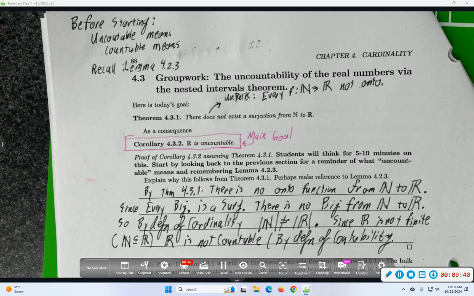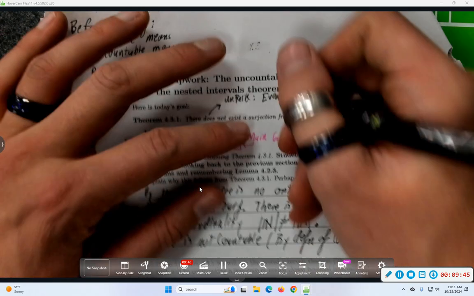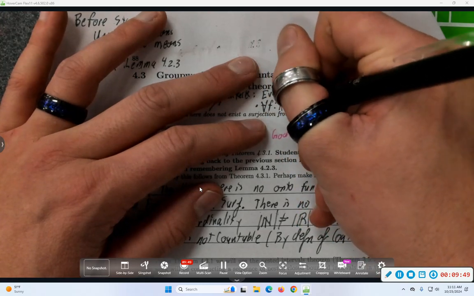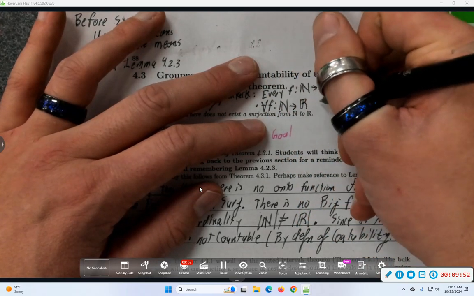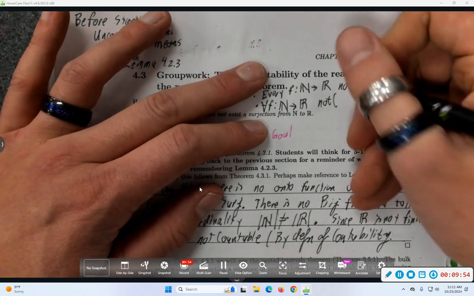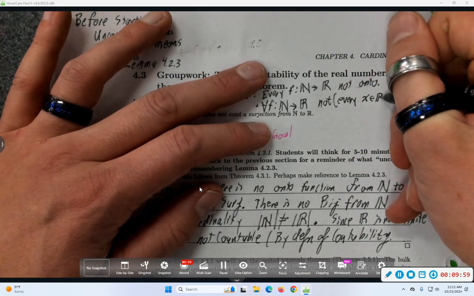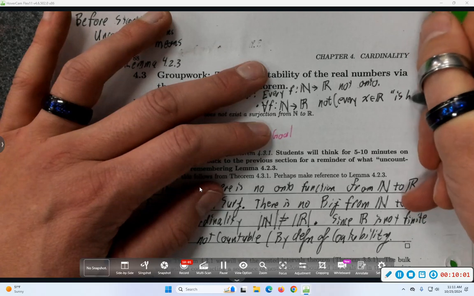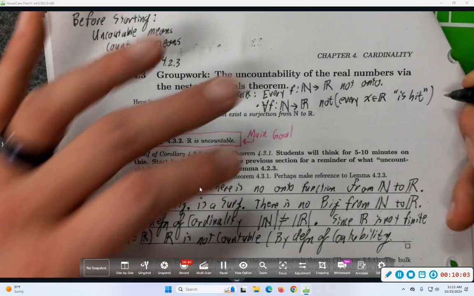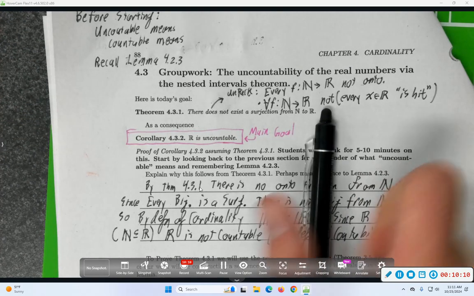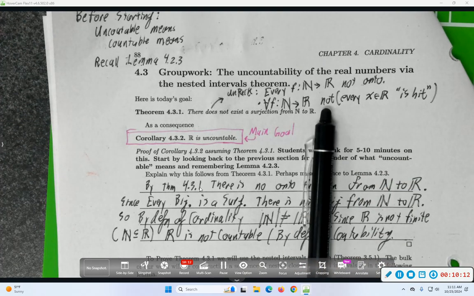That's again too negative. Let's unpackage that. That's the same thing as: for every f from N to R, it is not the case that every x in R is hit. So let's unpackage that not statement so it seems less negative.